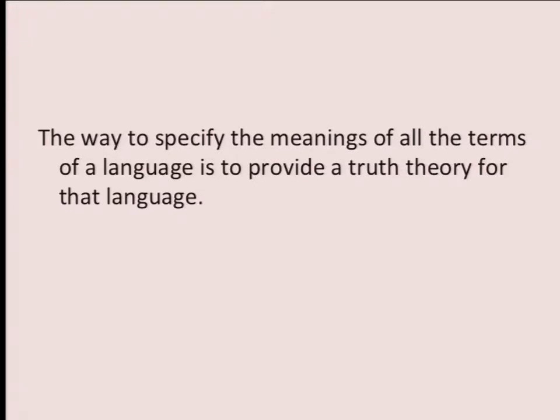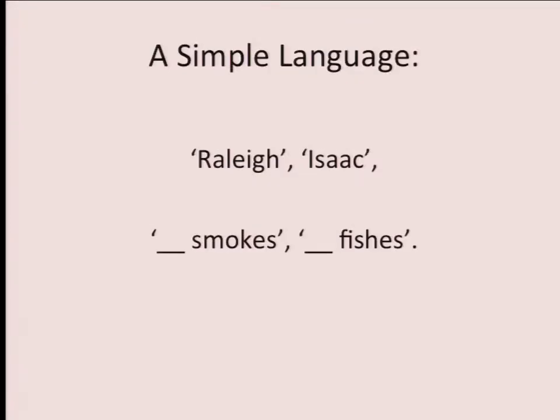So just to see this working, stop me if this goes too fast. Suppose you have a very simple language. So this is a very simple case. Suppose you've just got 2 names in it and 2 predicates. So you've got Raleigh, you've got Isaac, you've got Smokes, and you've got Fishes. So how many sentences are there in this language, class?